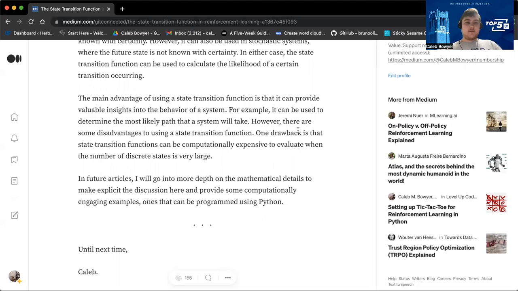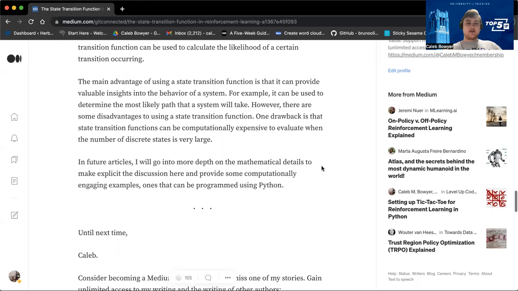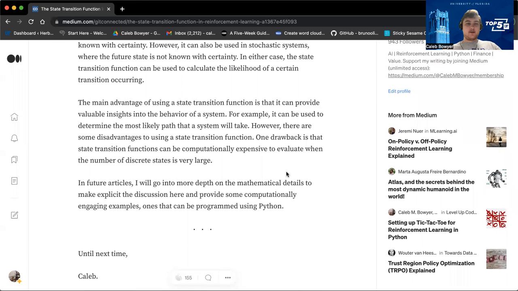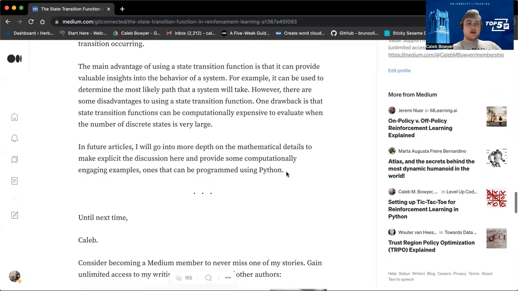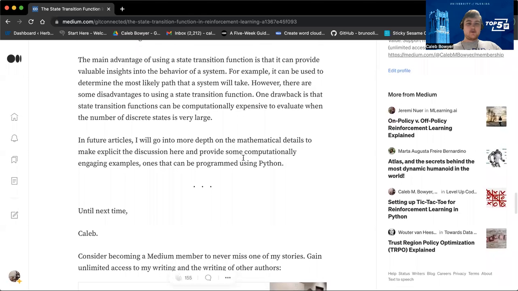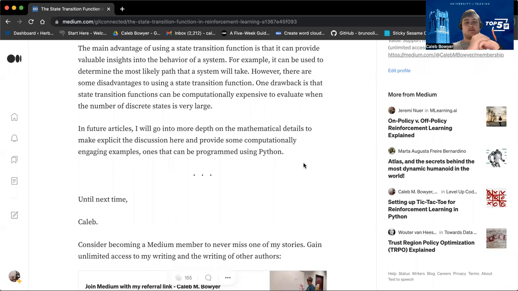However, there are some disadvantages to using a state transition function. One drawback is that the state transition function can be computationally expensive to evaluate when the number of discrete states is very large. In future articles, I will go into more depth on the mathematical details to make explicit the discussion here and provide some computationally engaging examples, ones that can be programmed using Python.